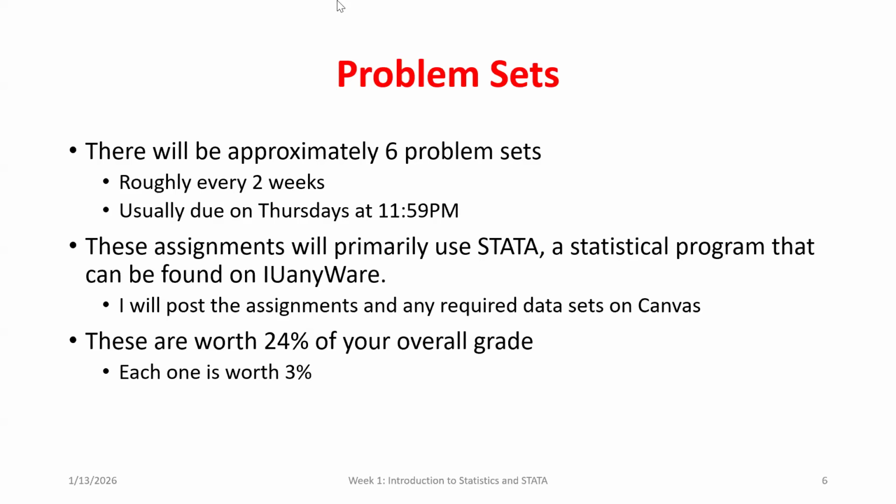So we're going to have 6 of these throughout the semester. I don't drop any of the lowest. Each one has the same weighting. So each one is worth 3%, right? We've got 6 of them. No, hold on, this should be 4, right? Sorry. They're each worth 4% of your overall grade.